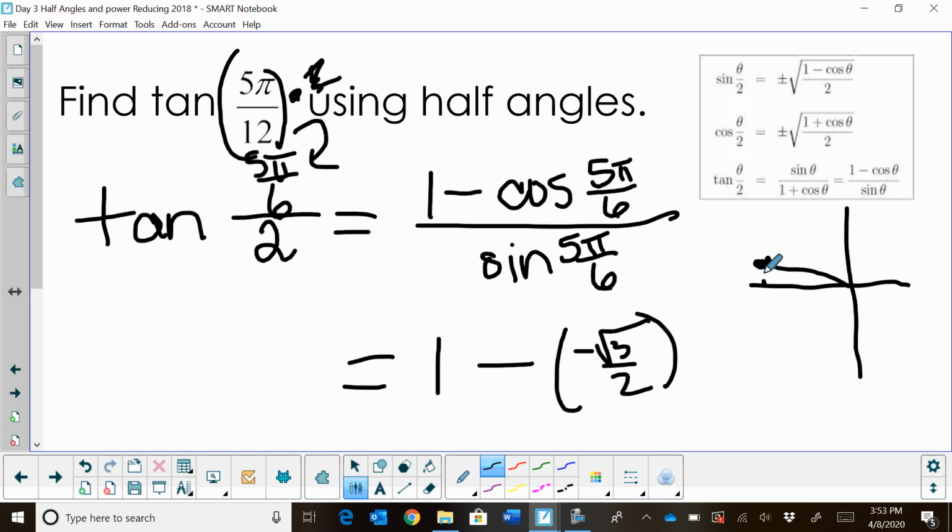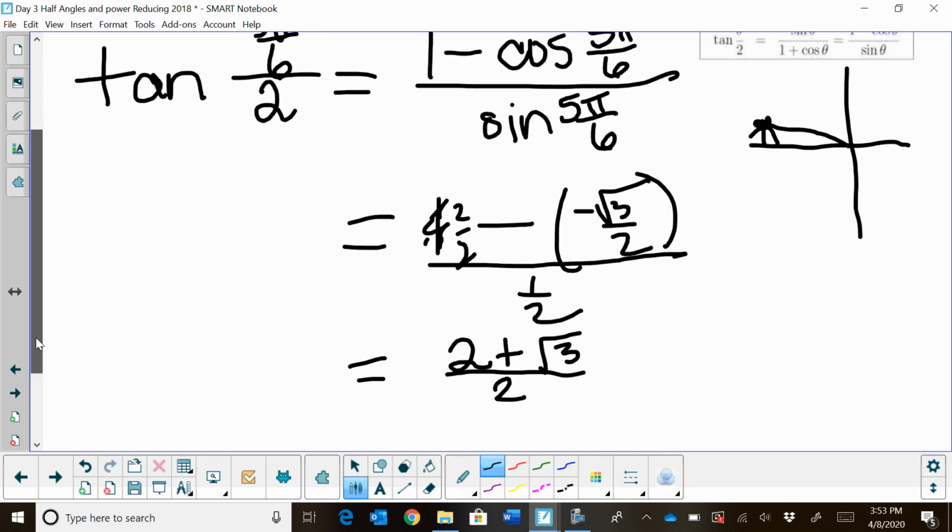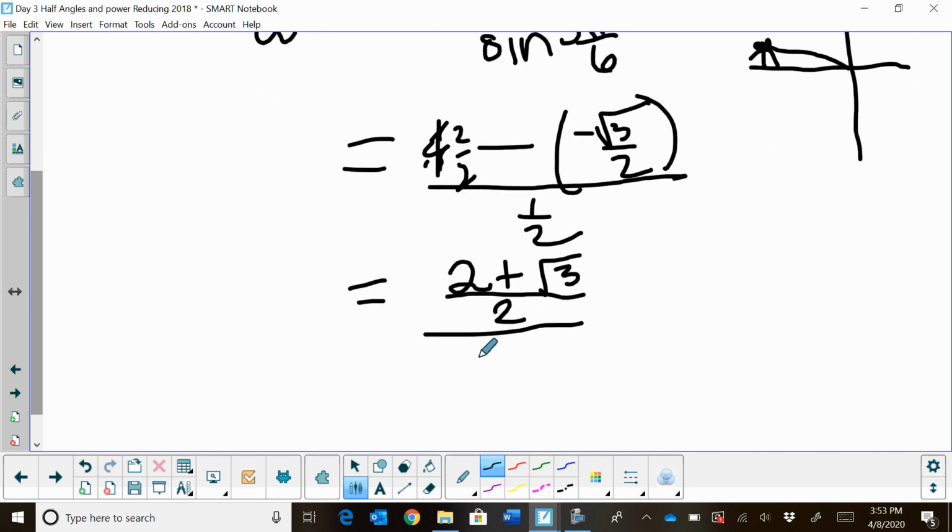Sine of 5 pi over 6 is positive 1/2, so I'm going to have a half in my denominator. Now we need to do a little cleaning up here. I'm going to change this 1 to a 2 over 2 so I can combine my numerators: 2 plus root 3, all over 2, all over 1/2.